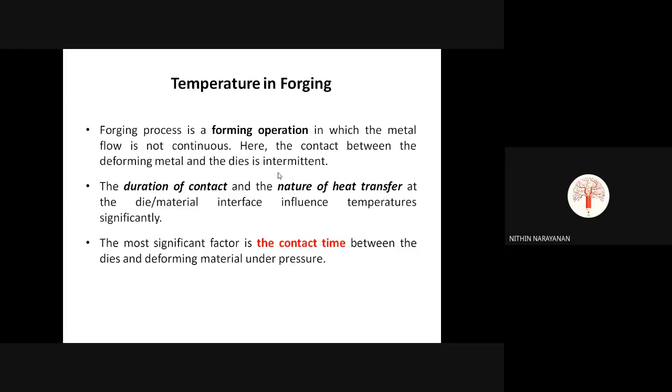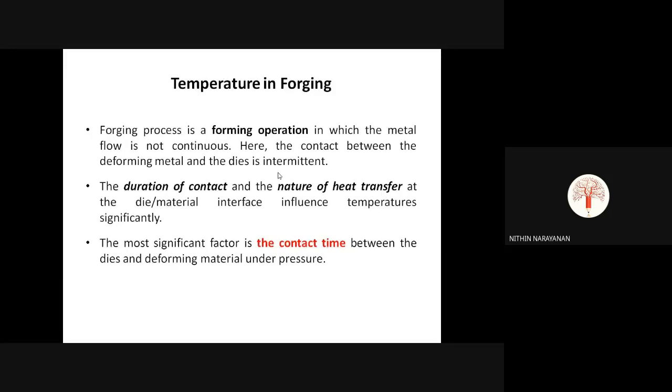Here the contact between the deforming metal and the die is intermittent because continuously we are not squeezing here as in the rolling or extrusion. Forging means intermittently we are giving. We hit and change the shape. So we are not giving pressure continuously there, right. One blow is given, the next blow is given, that is how the shape is changed.